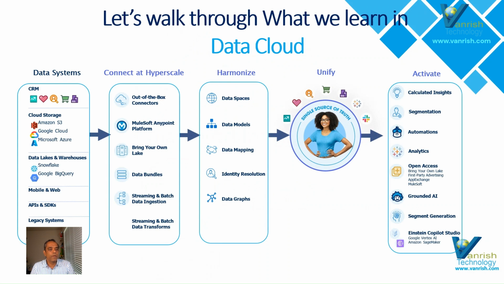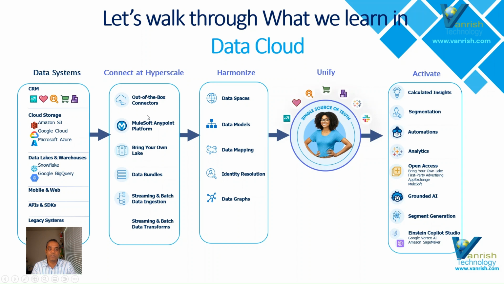We already went through this in our previous session about Data Cloud, which covered how you can ingest data. On the left-hand side is the data system. Data is coming from all places, whether it is a CRM, cloud storage, a data lake, or streaming data from mobile or web. You can ingest data through the API and SDK too, and there are a couple of ways to ingest data from these systems into Data Cloud, which are listed over here as out-of-the-box connectors, which are inbuilt.